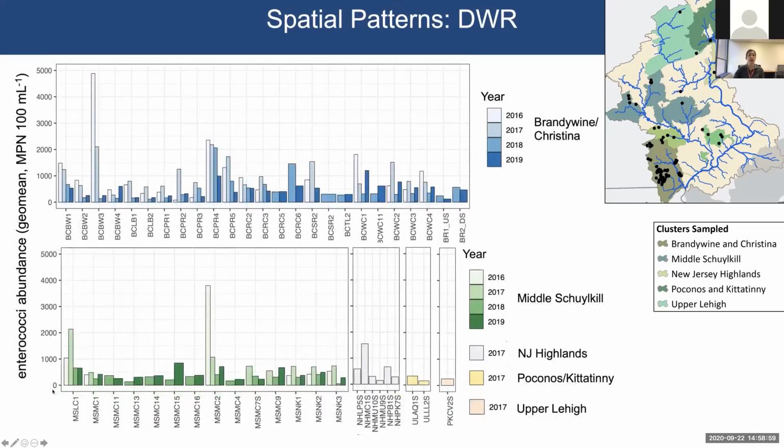And if we look at the abundance of enterococcus species for these sites and years, we can also see spatial variability within and across watersheds. But again, many of these sites are exceeding the threshold for enterococci, which is set at 35.